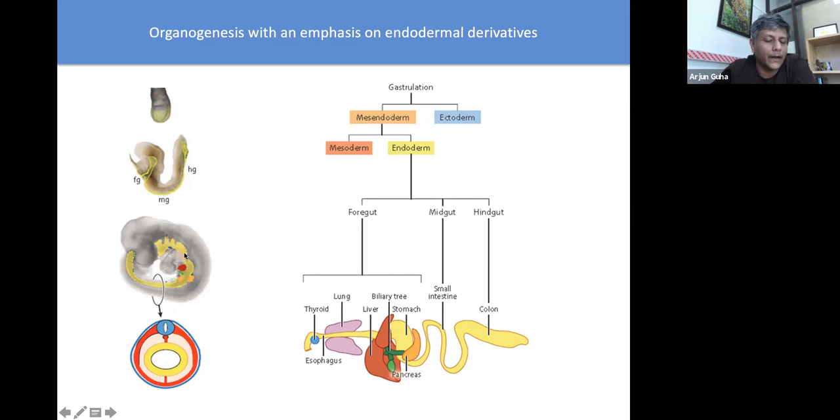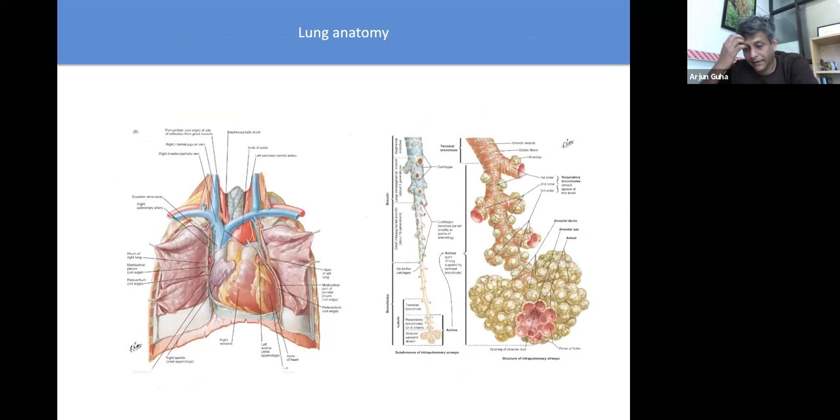My message here would be that the principles that apply to one of these organs can be more generally applied to the development of many other organs, not just in vertebrates, but in other animals as well. Right. So the organ that we're going to be focusing on today is the lung.